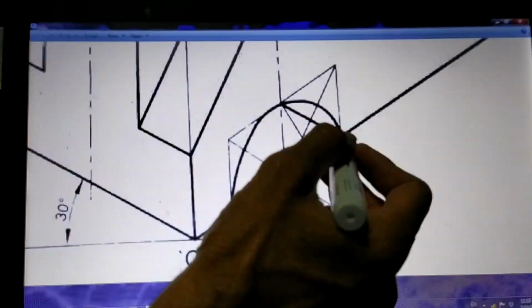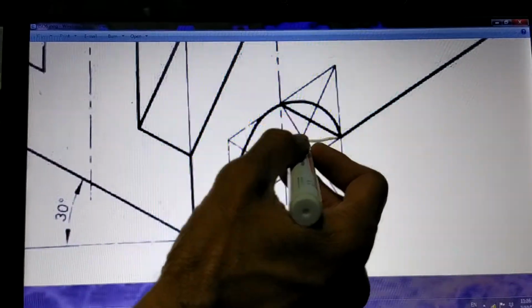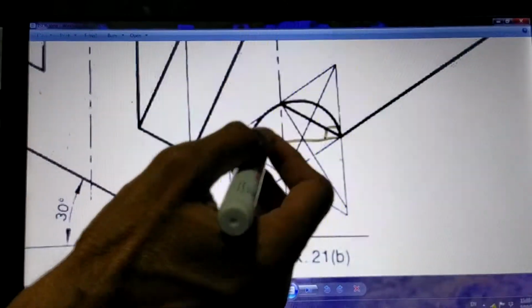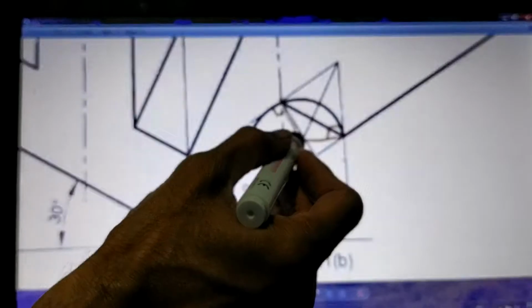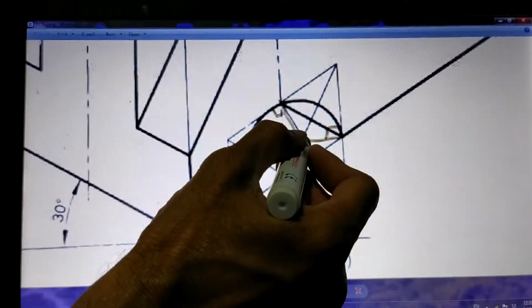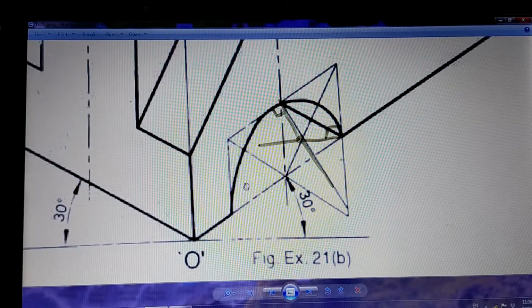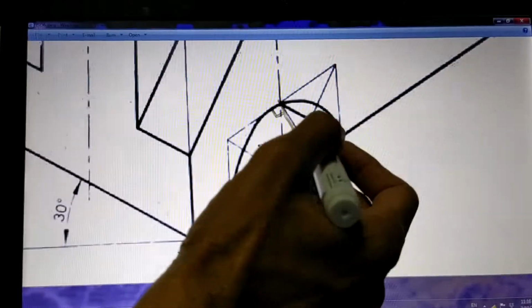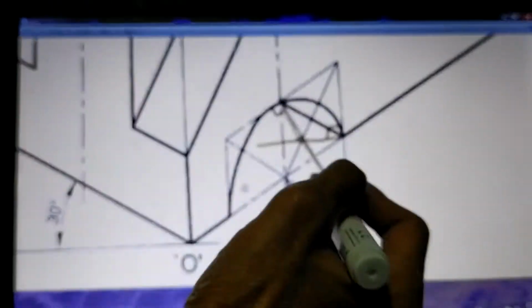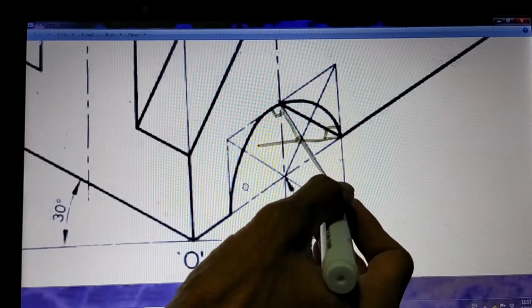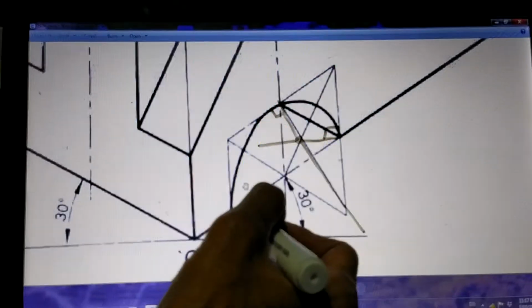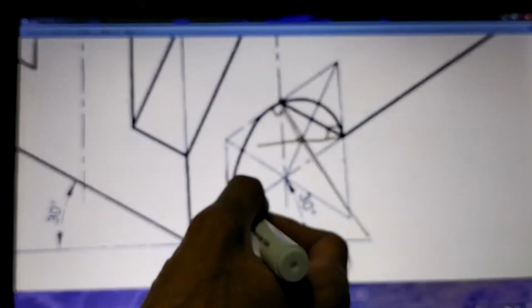So if this is the end, from this end you draw a perpendicular line, and from this end to this line you draw this perpendicular line. So that will give you the center of the smaller arc. And once you get the center, you can draw this arc. Now for this arc, this is one end, so you draw a perpendicular, which is already drawn, and this is the other end, and this is the vertical line of the rhombus.